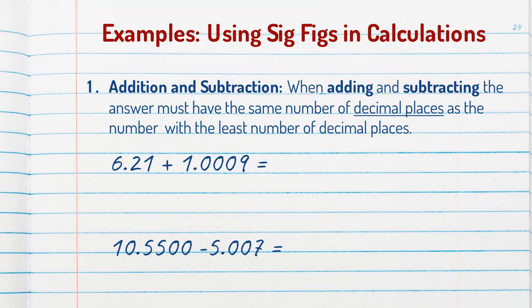So let's look at adding and subtracting first. I'm going to do the first one, and then I'm going to let you do the second one. So 6.21 plus 1.0009. So my answer, oh, my 9 disappeared.